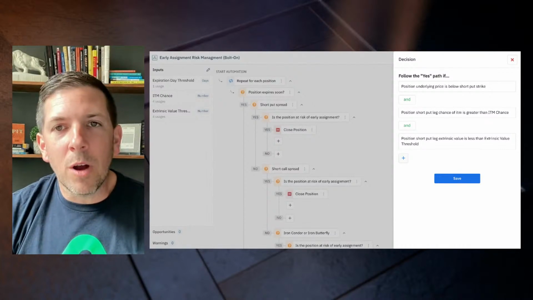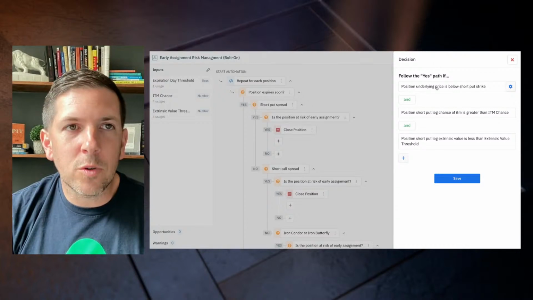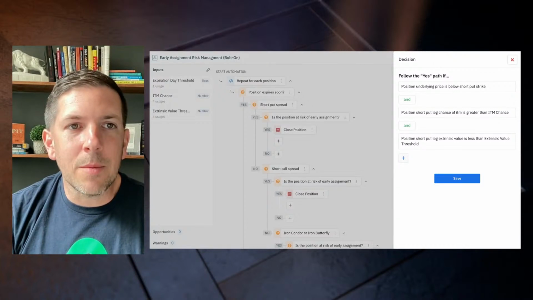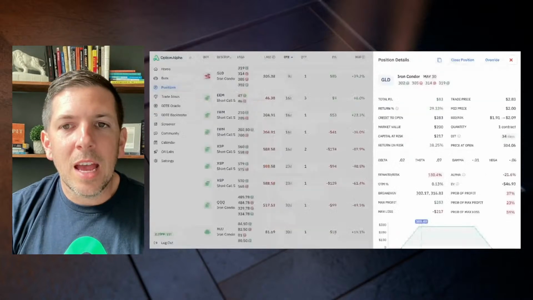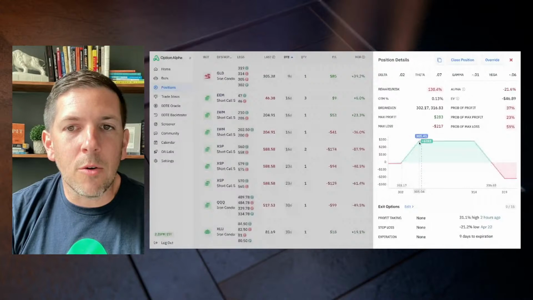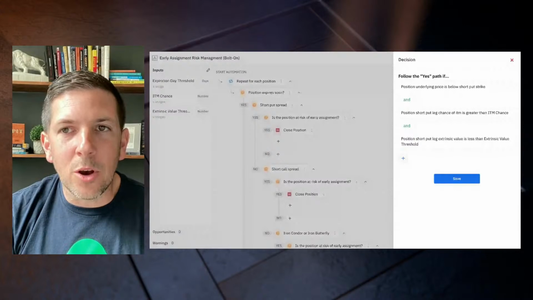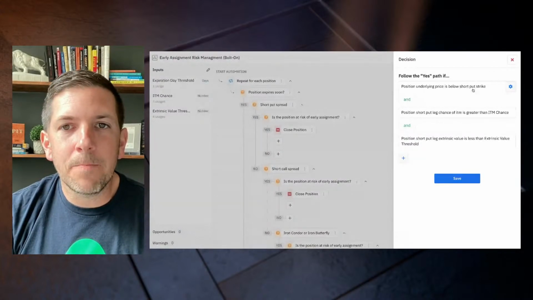But number 1 is: is the position's underlying price below my short put strike? In the example here for this GLD position, if I were to ask it, is it below my short put strike, the answer would be no, it's not below my short put strike. Therefore, it's not at risk of assignment. So it has to be below my short put strike for a short put spread.